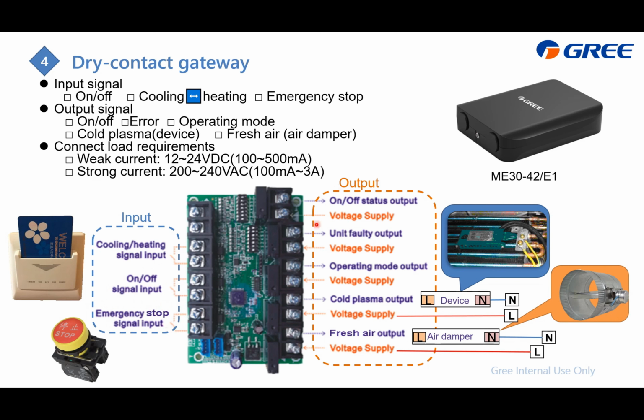And as for the output, you can connect to display what is the operating state and is there any malfunction or what is the operating mode of it. And besides, we can support output, for example, the cold plasma output, and also to control the air damper to introduce the fresh air. And for this one, we support the weak current and also the strong current.